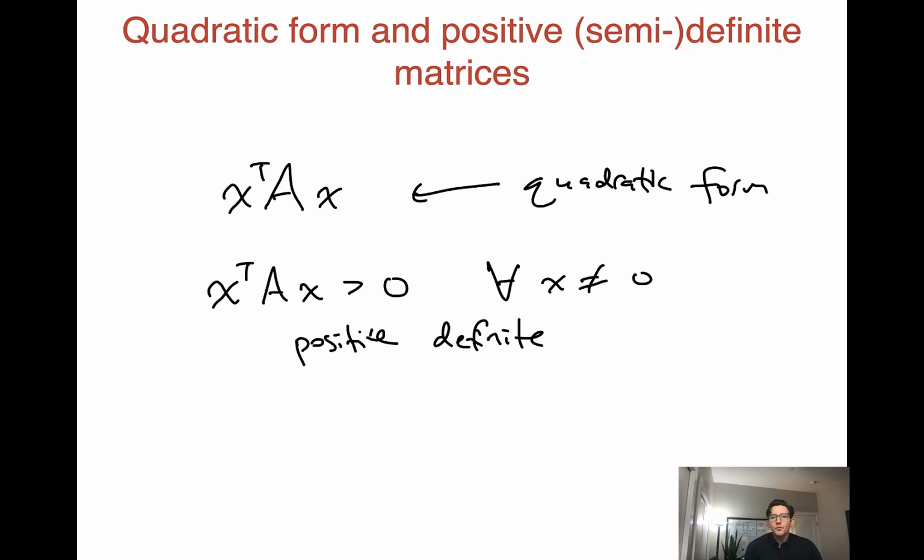One nice property of positive definite matrices is that they are always invertible. So this is one way to prove that your matrix is invertible: if you can show that x transpose Ax for your particular matrix is always greater than 0, it will always be invertible. If it's not necessarily greater than 0, but it's greater than or equal to 0, then we call it semi-definite.